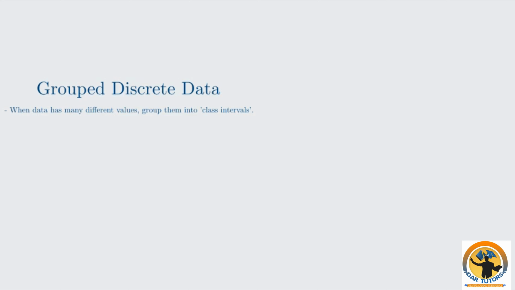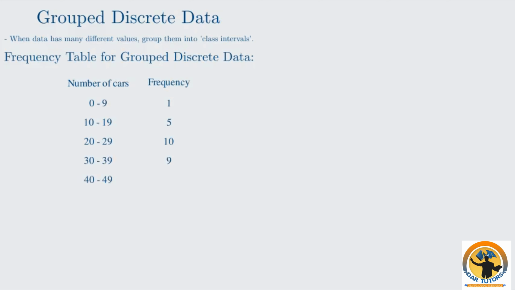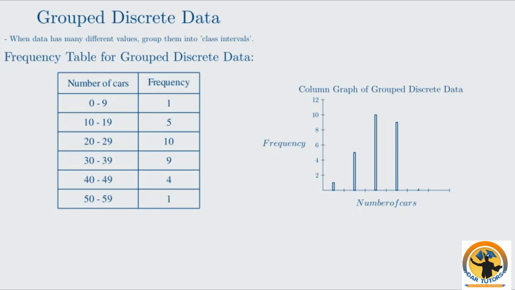Instead, we can create class intervals, such as 0 to 9, 10 to 19, 20 to 29, and so on. We then count how many data points fall into each interval. For example, suppose we have this grouped data. We can still draw a column graph for it, just as we did for ungrouped discrete data. The x-axis shows our class intervals, and the y-axis shows the frequency of each interval. Again, notice the gaps between the columns to indicate the data is discrete.